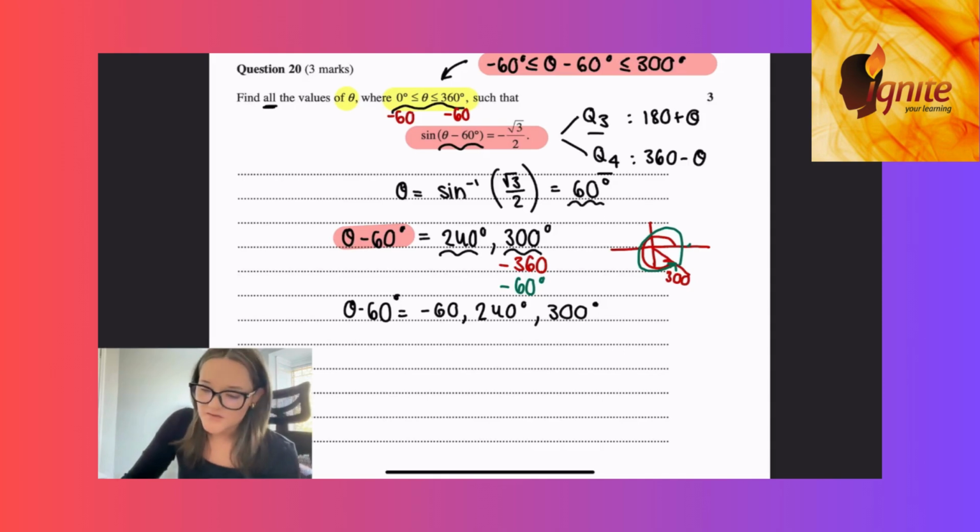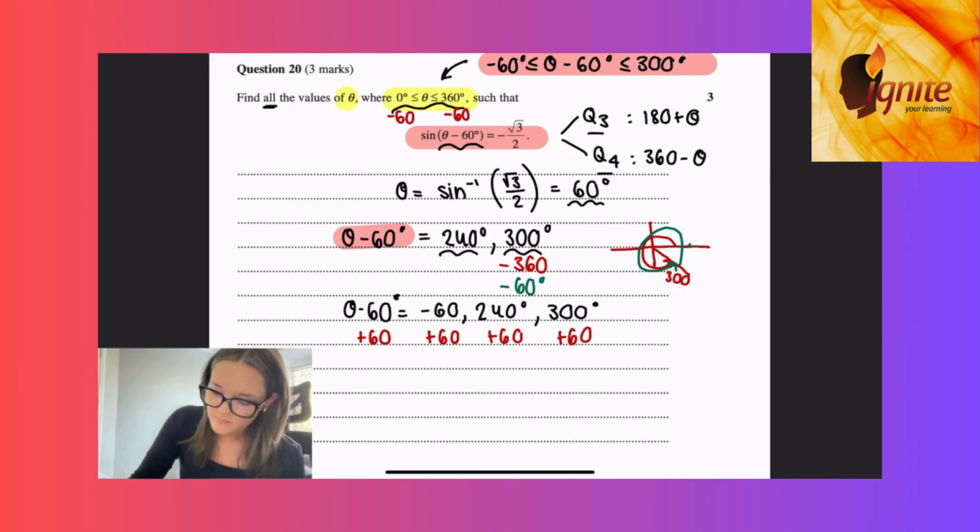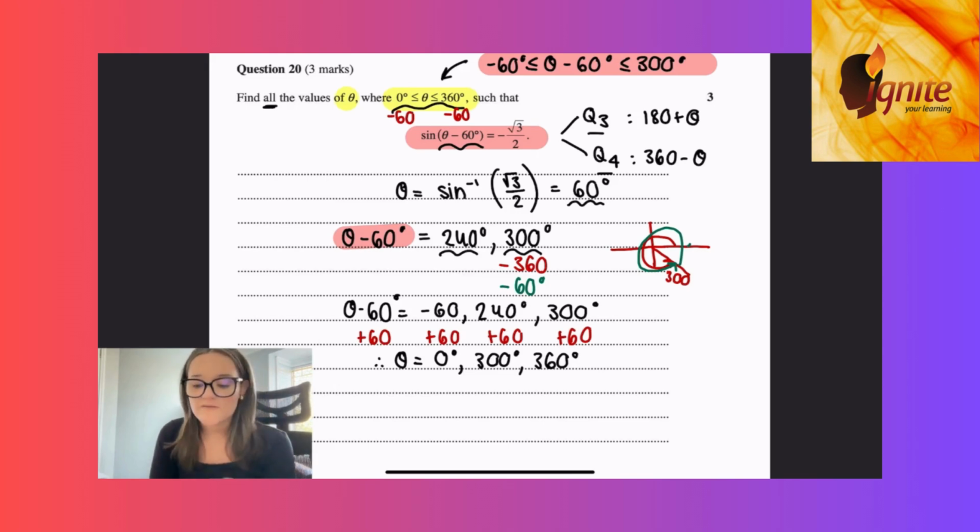So now that I've solved for theta minus 60, I know that I'm actually trying to solve for theta here. So therefore, what I need to do to all my solutions is add 60. So therefore, theta is going to equal 0 degrees, 300 degrees, and 360 degrees. So if we didn't change our domain at the start, if we didn't work with the unit circle there, we wouldn't have been able to find all the values because we wouldn't have got that negative 60 there.